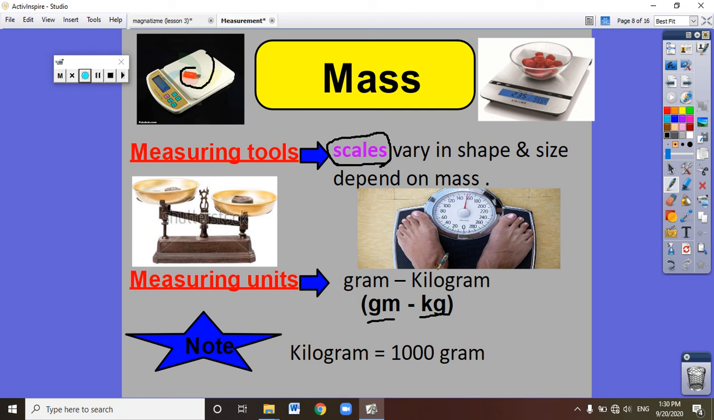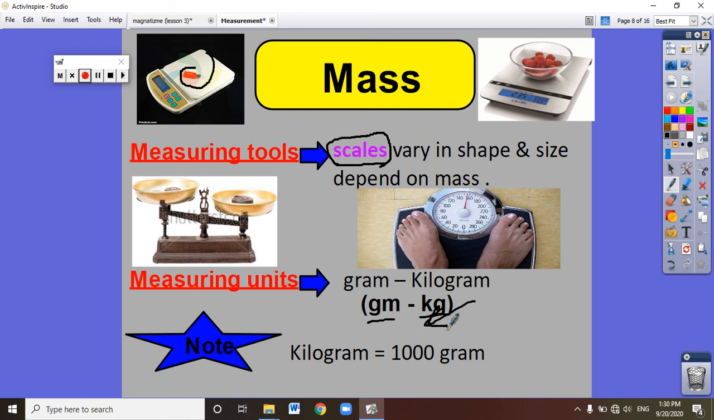I went to the supermarket. I want to buy some apples. Okay. I want to measure the mass of these apples. I will use the scale to measure the mass. And I will use which unit to measure the mass of some apples? I will use the gram unit? No, very good. I will use the kilogram.